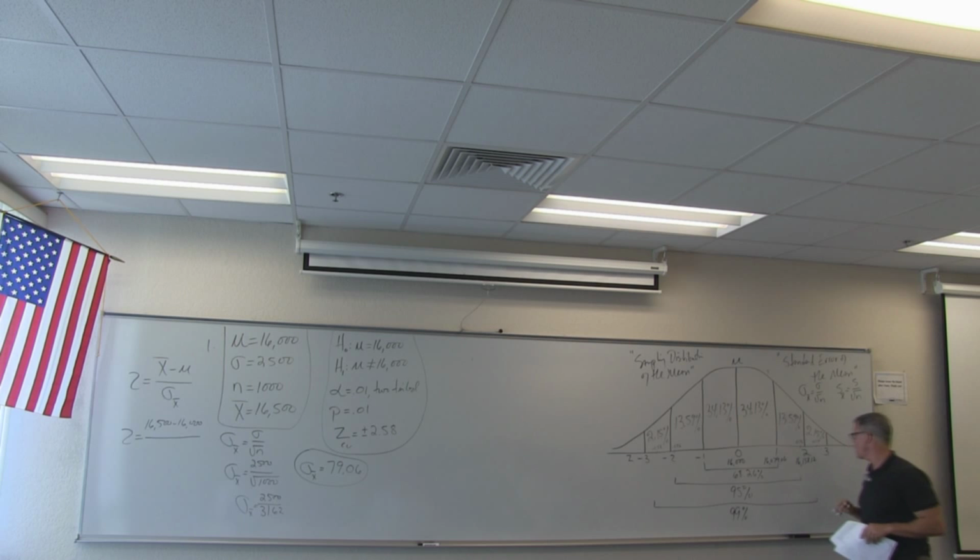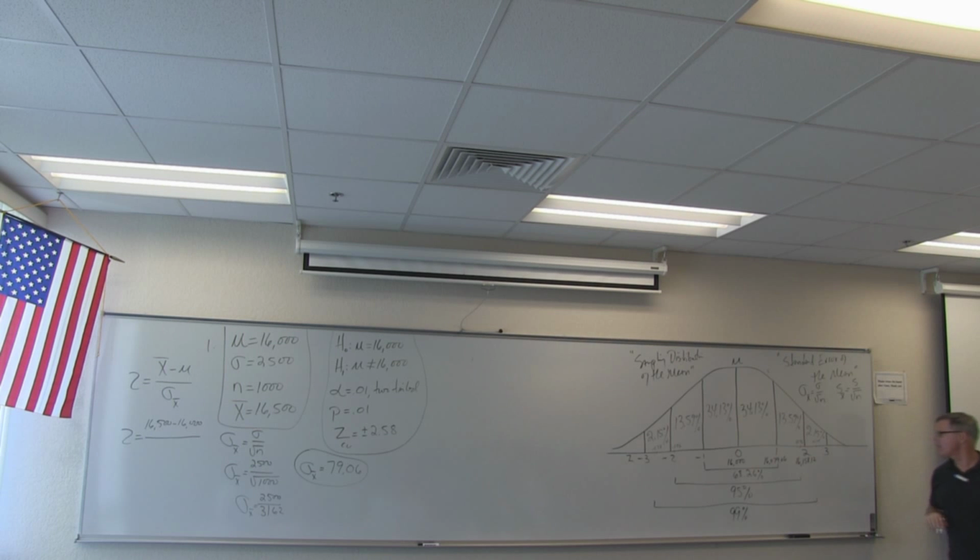$16,158.12, and then let's do it one more time. What's that? 16,158.12. Okay, and then add 79.06 to that. So 16,237.18. Very good. We have enough information now to make a pretty decent determination.